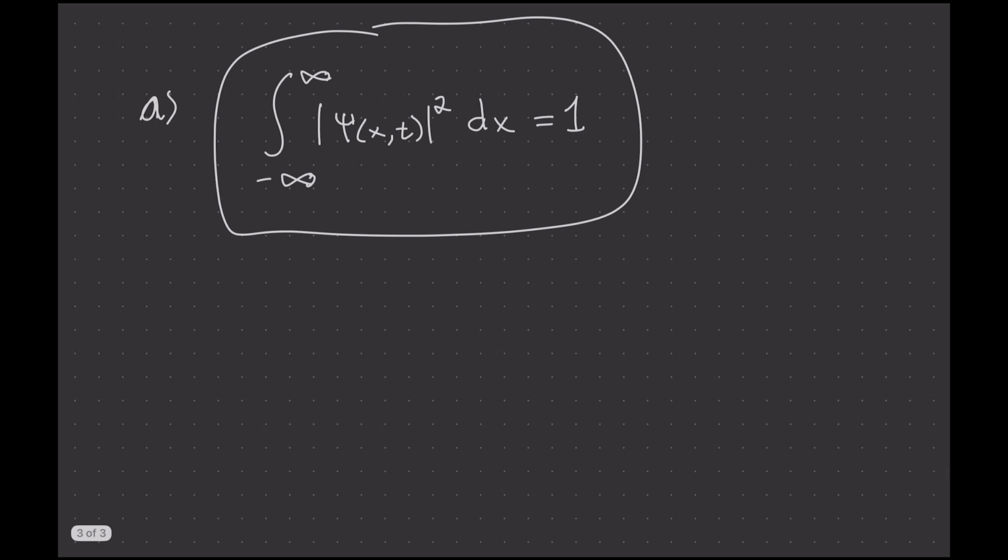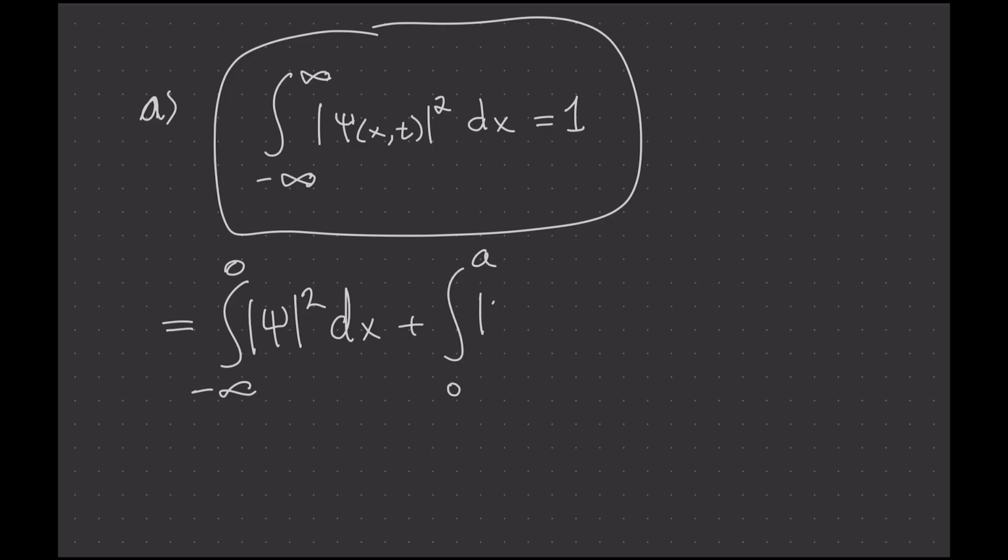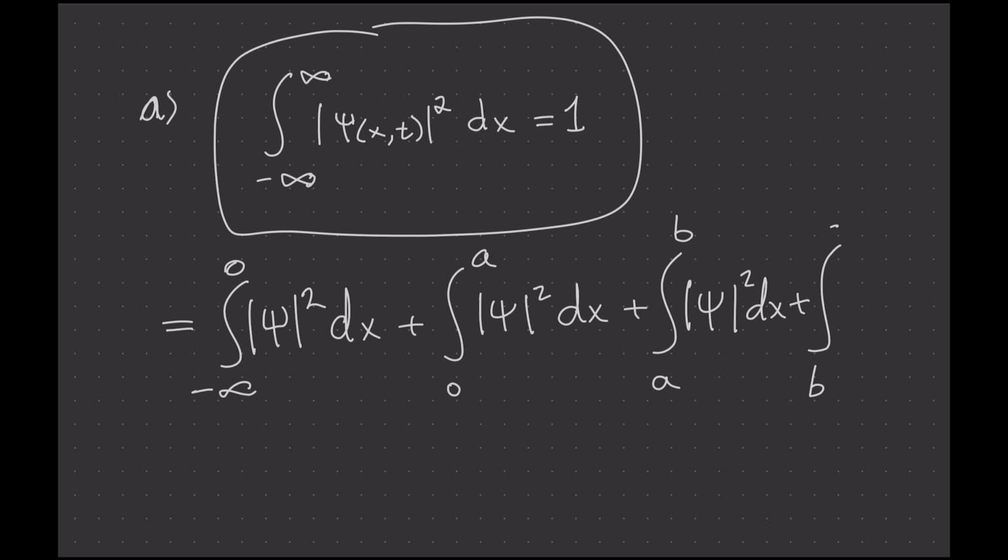So, boom, the integral from negative infinity to 0 of the absolute value of the wave function squared, dx, plus the integral from 0 to a of the absolute value of the wave function squared, dx, plus the integral from a to b of the absolute value of the wave function squared, dx, plus the integral from b to positive infinity of the absolute value of the wave function squared, dx. All of these together is exactly what I told you guys. Here's region 1.